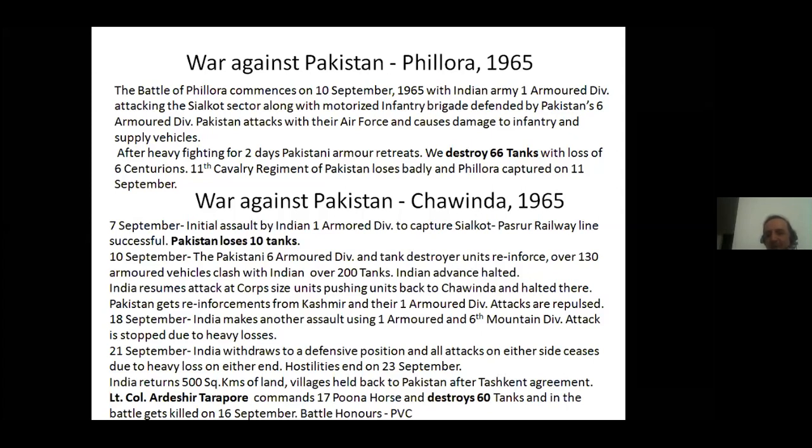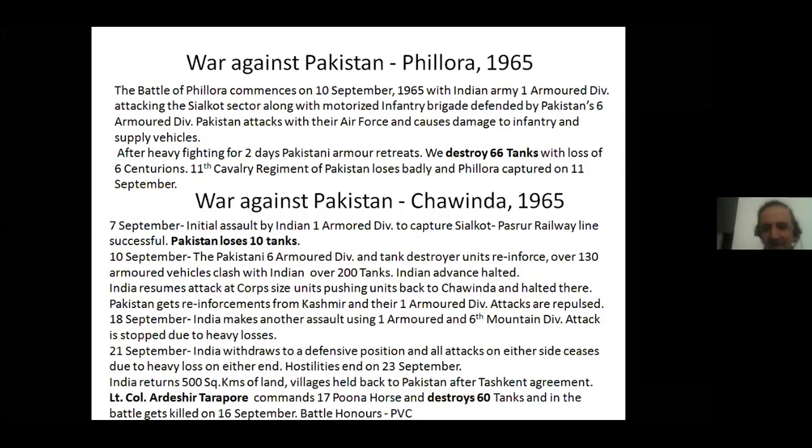We have captured Filora. We have four or five villages. We have got about 500 square kilometers. We are forced to return that to Pakistan. So that's the tank battle in 65 between the three places, which is very important for us. And we have seen the Centurions, how they performed here.